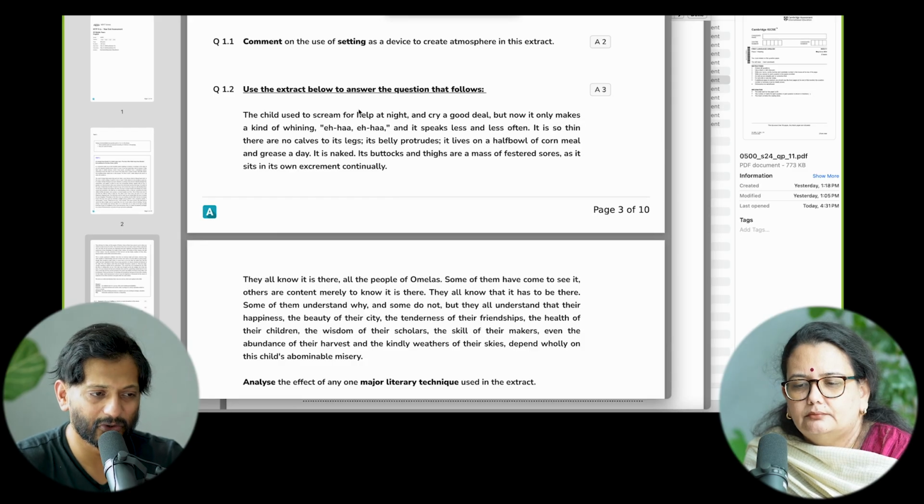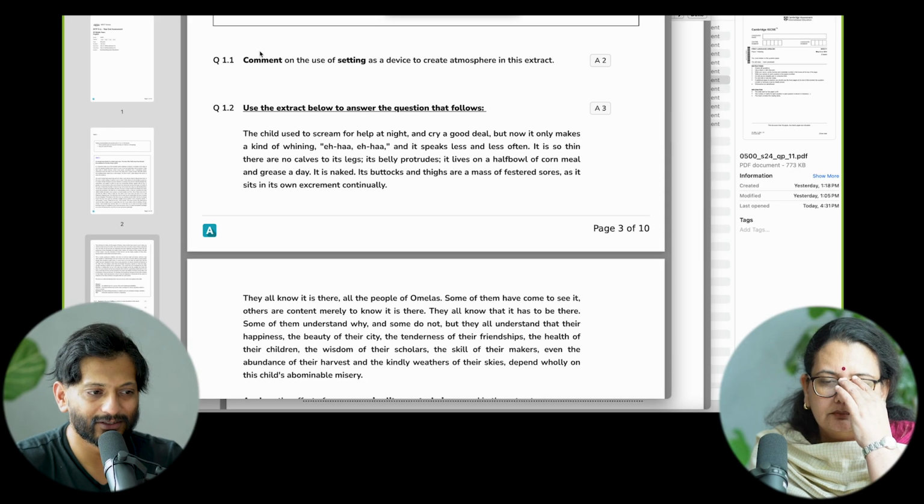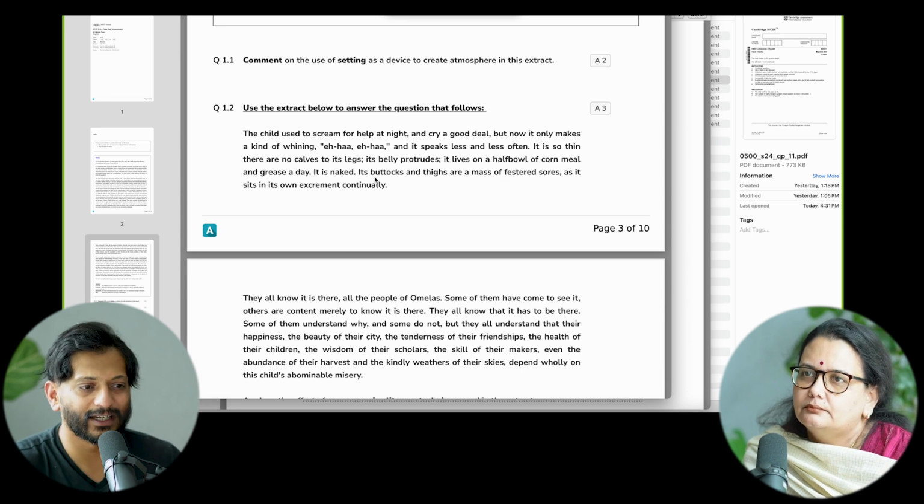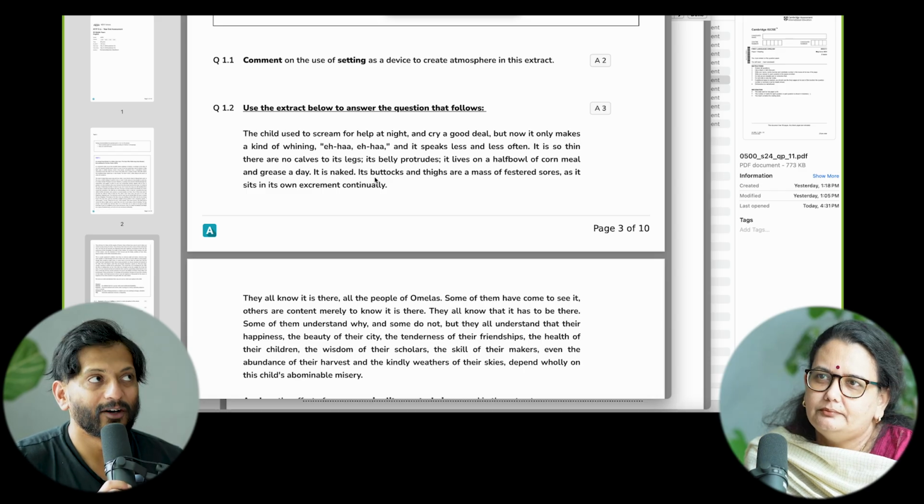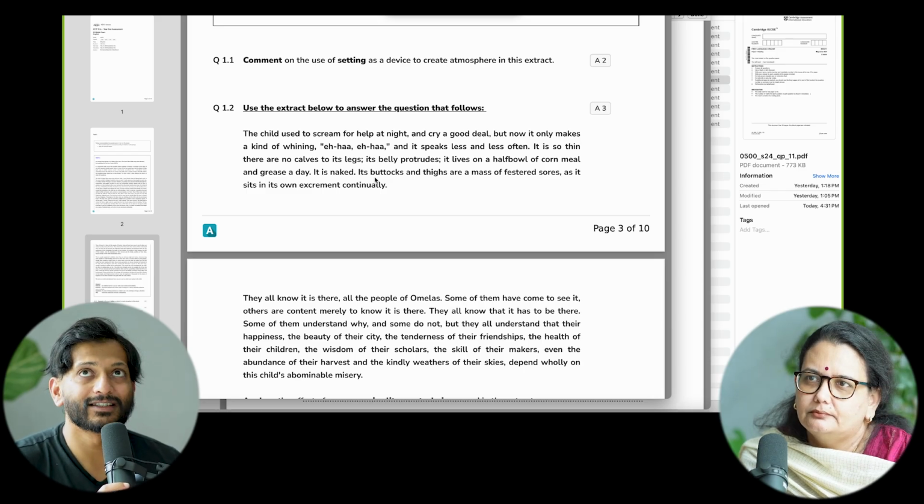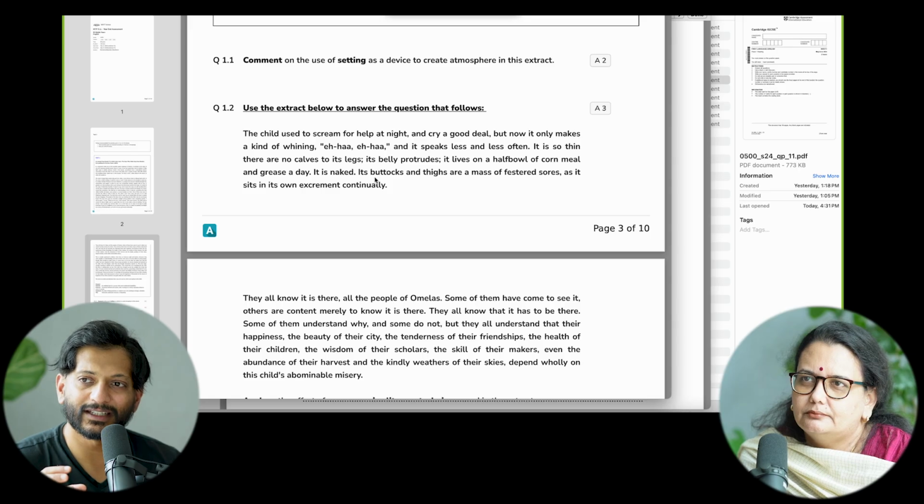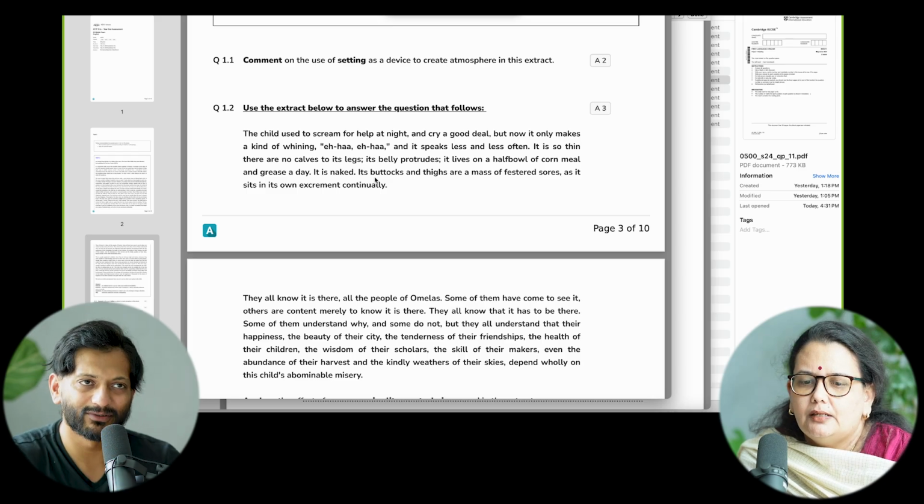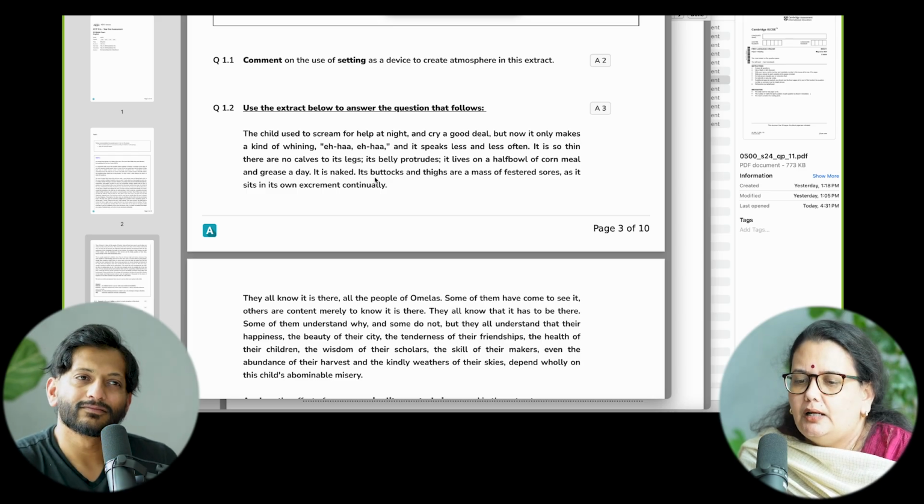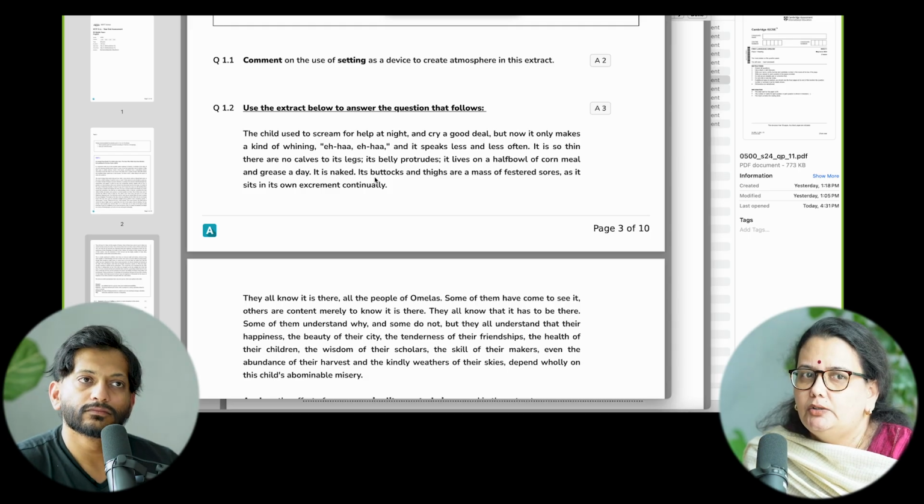And now to go to the questions, first question: comment on the use of setting as a device to create atmosphere in this extract. For me, this is not really asking you directly anything about the text. Obviously, it's related to what's written in the text, but it's asking you a lot about how you feel or what you're thinking when you're reading it. So the questions are analytical in nature. They evaluate your ability to analyze literature.